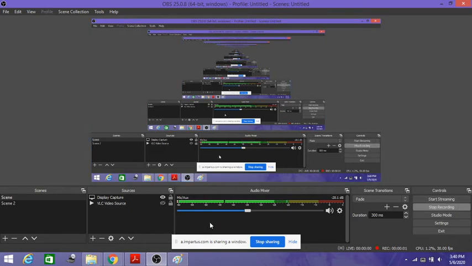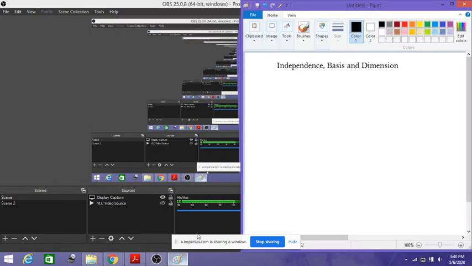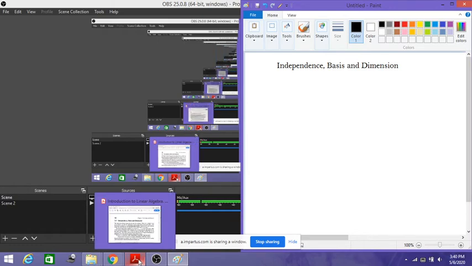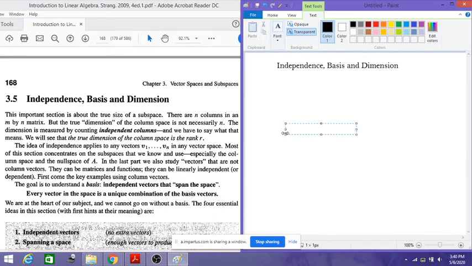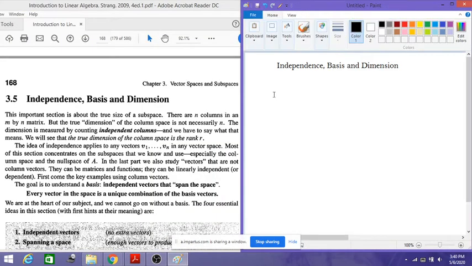So let's start this session. Here we're going to discuss independence, basis, and dimensions. So what are all these? We'll see one by one.